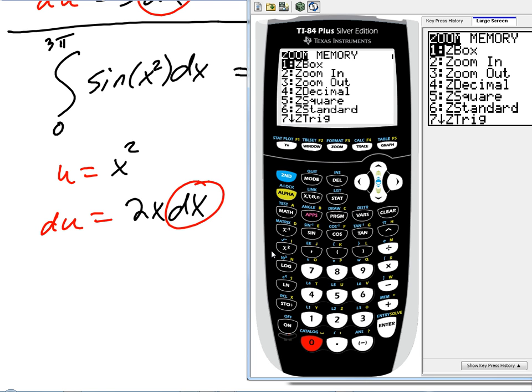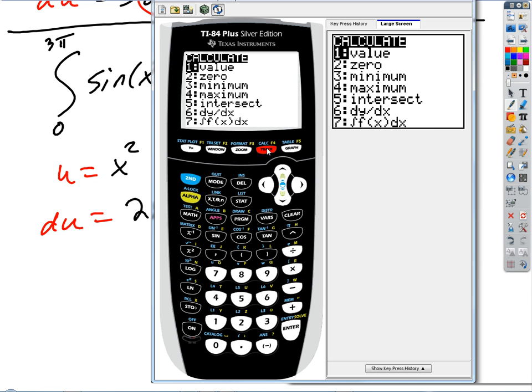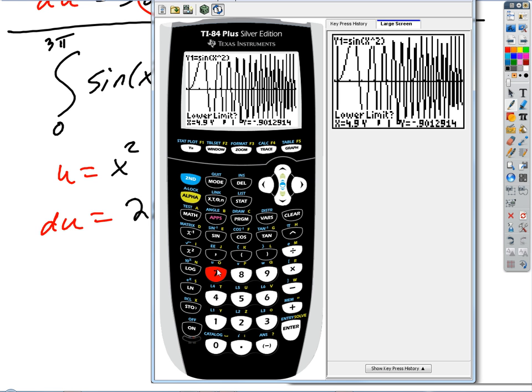It looks pretty complicated, but our calculator will do this. If I just ask it to add up an area, I can just go second, calc. Which one do I want? Integral, right? 7. Okay, 7. Lower limit, I can just type it in. I could trace along that, but why? I can just type in a number. I'll put in 0, hit enter.